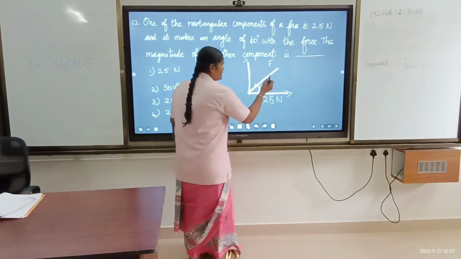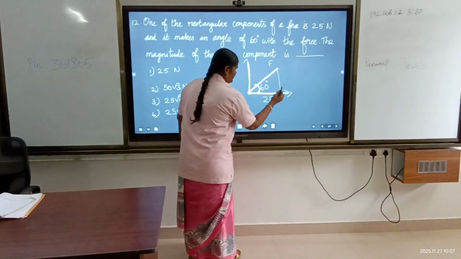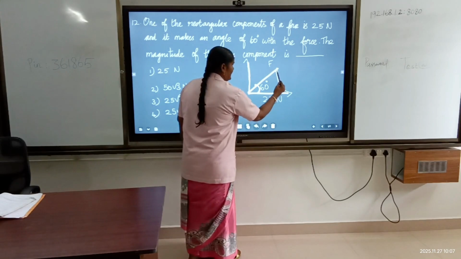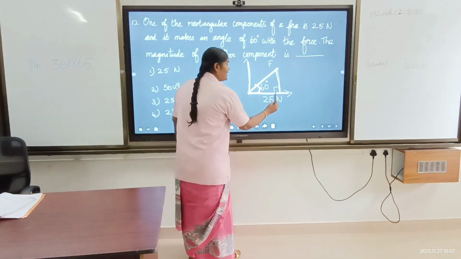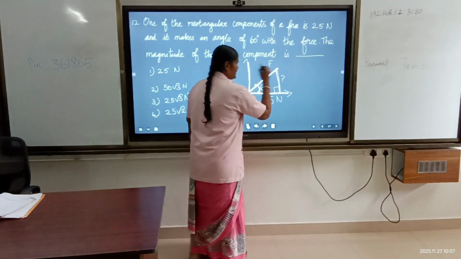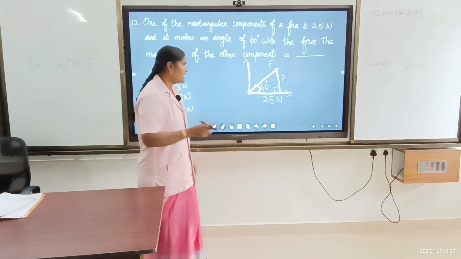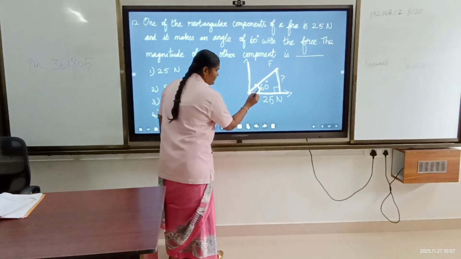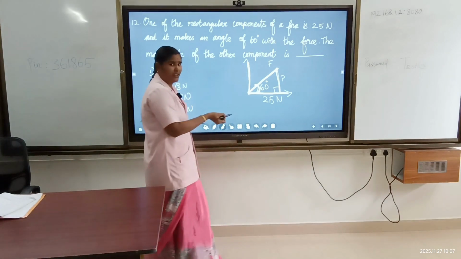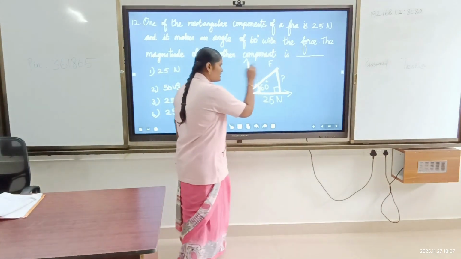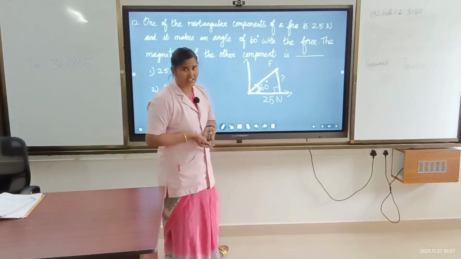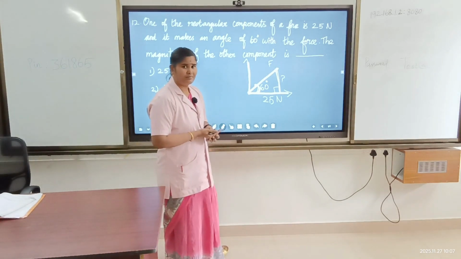How to calculate? Just you draw the line. So when you draw the line, it becomes a right angle triangle. Okay, so we need to calculate this part. Have you all understood? Now, here they have given the value 60 degree and one of the components as 25 Newton, and we need to calculate this. So which one we need? Whether sin theta or cos theta or tan theta?